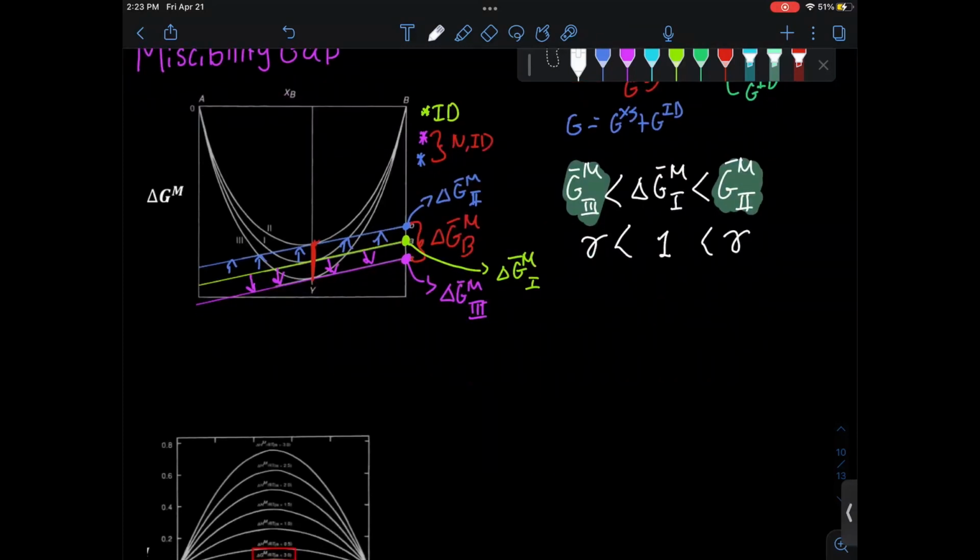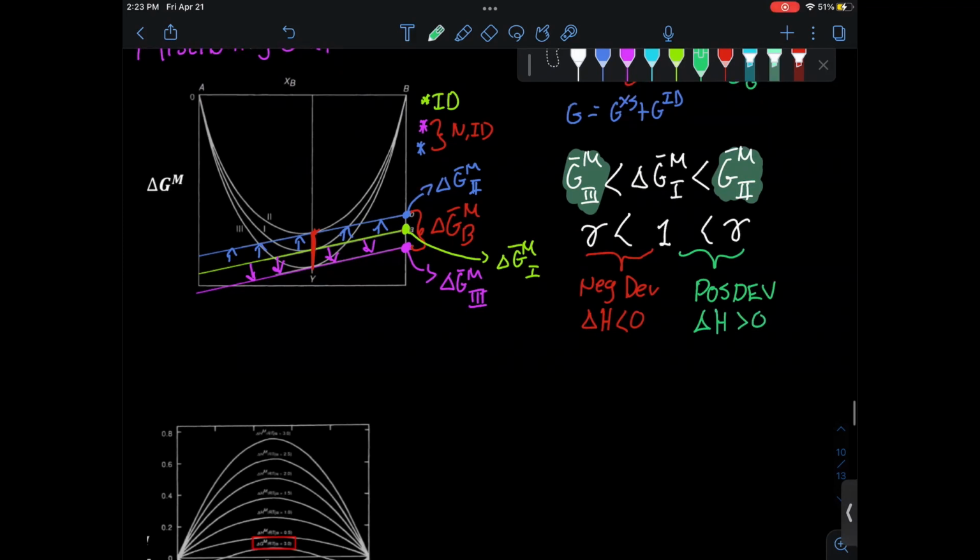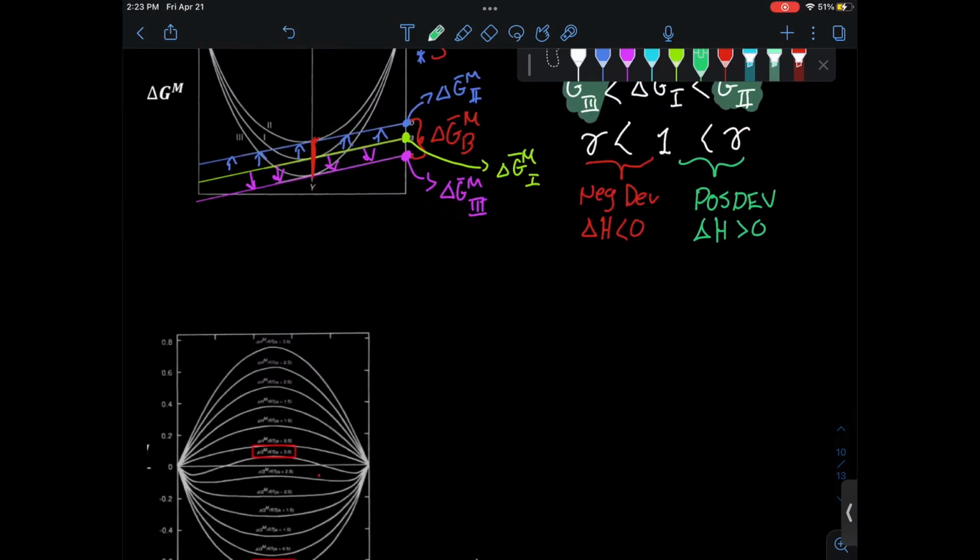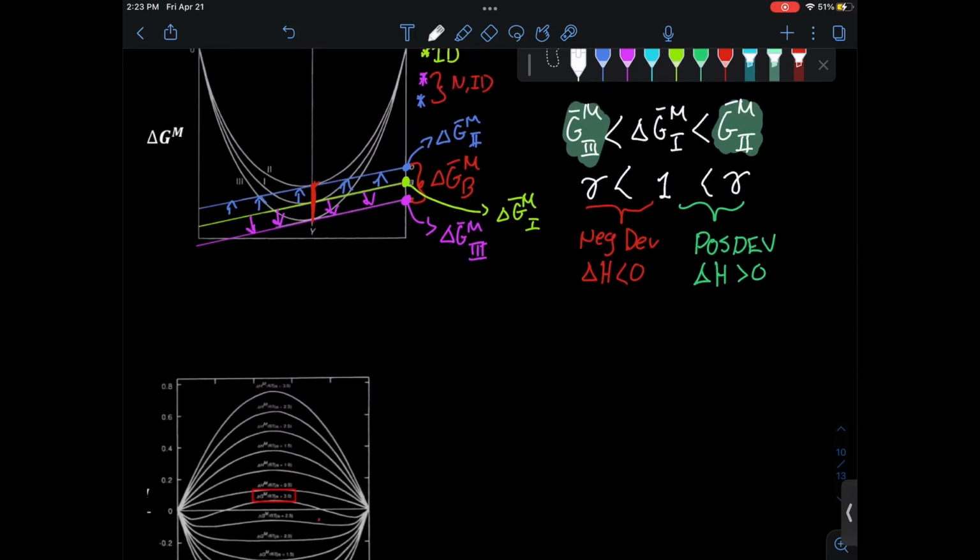A gamma less than 1 corresponds to negative deviations, or an enthalpy of mixing less than 0, or exothermic, while an activity coefficient greater than 1 corresponds to positive deviation, or a molar enthalpy of mixing greater than 0. All right. From here, with the help of our activity coefficient, we can understand what each enthalpy looks like.